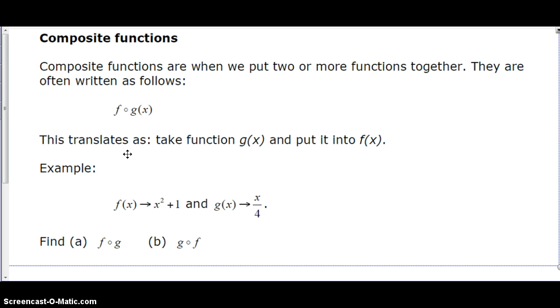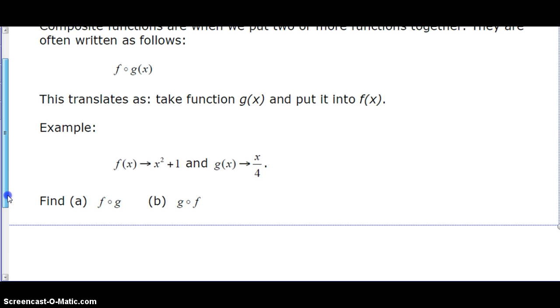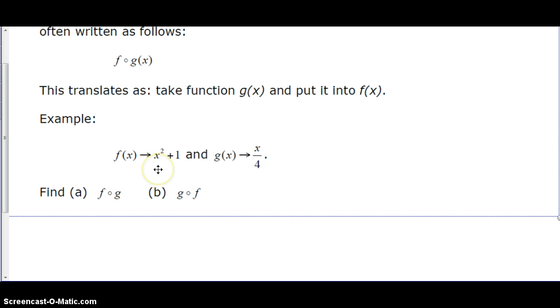What this means is you're going to take the function g of x and put it into f of x. So the function that's written second gets put inside the first function. If we look at an example where f of x is x squared plus 1 and g of x is x over 4, we can find f of g and g of f.